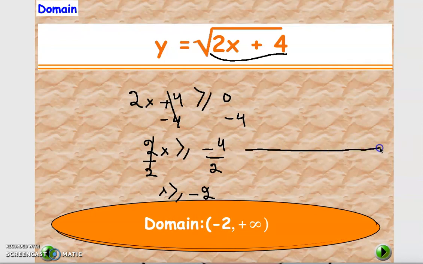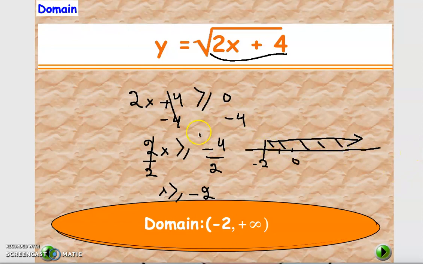On the x-axis, suppose that this is 0, this is minus 1, and this is minus 2. So for the function to be defined, x should be greater than or equal to minus 2. This means all these values.